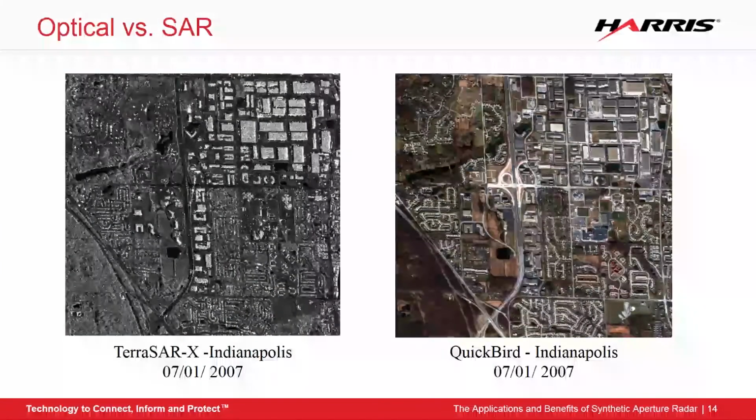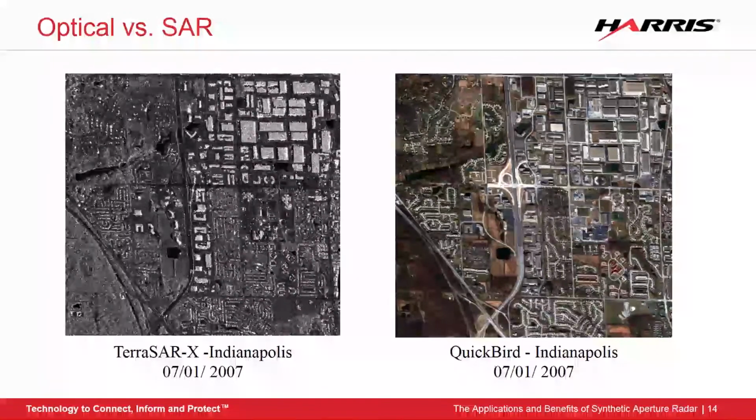If you're concerned about losing detail when you're using SAR instead of optical, here we have an example of each just to alleviate your concerns. On the left here is a 3-meter TerraSAR-X scene over Indianapolis, Indiana in the US. And that same region is shown on the right in optical QuickBird data. And as you can see here, using high-resolution SAR data, you're still able to resolve all the same features like buildings or roads as you can in the optical data.